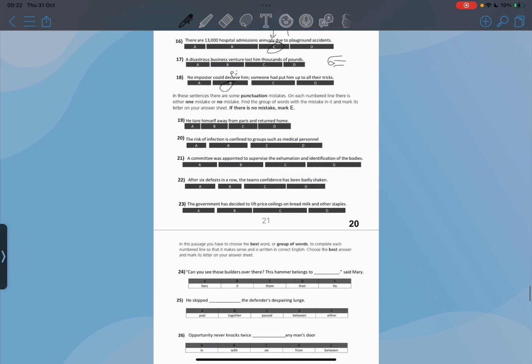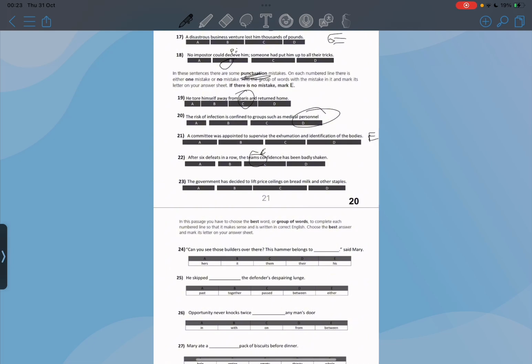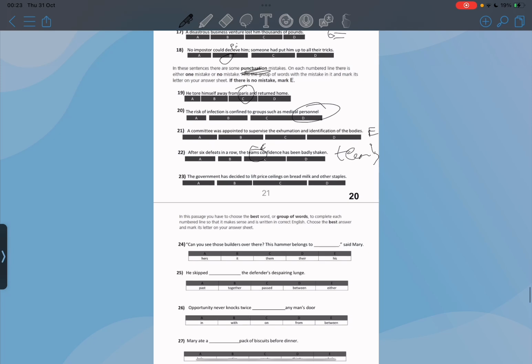Okay, question 19. Now it's on punctuation errors. So he tore him away from Paris should be capitalized here. Question 20. They should have a full stop right here. Question 21. There's no error here. Question 22. So they should have an apostrophe because it's the team's, it's possessive. It's the team's, right? The team owns it.